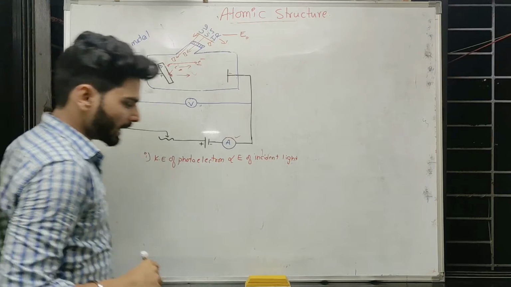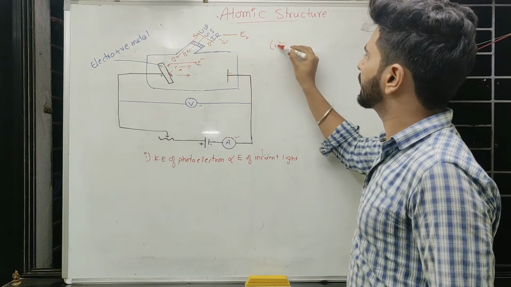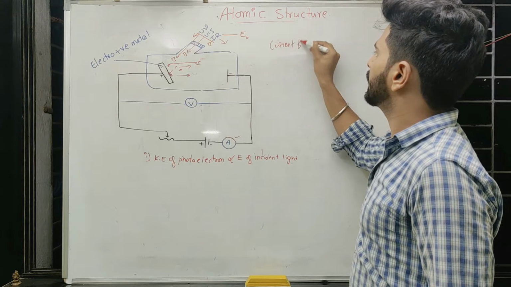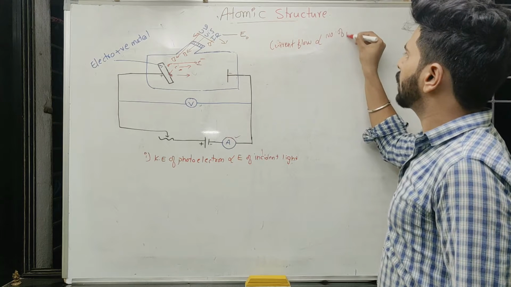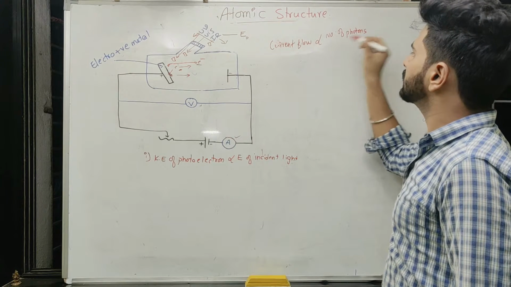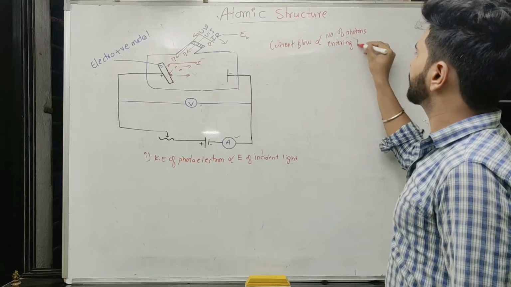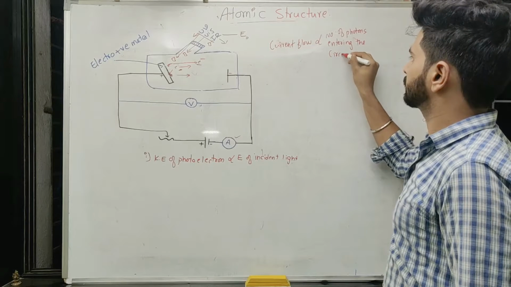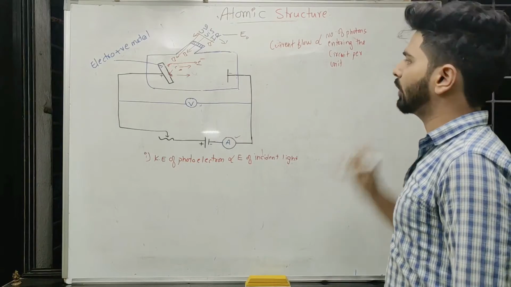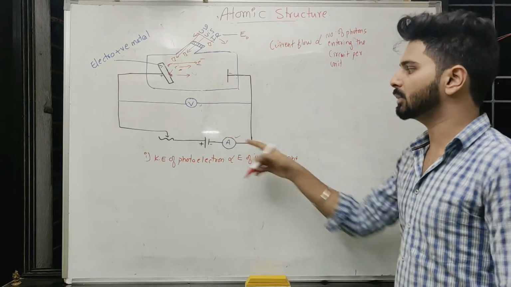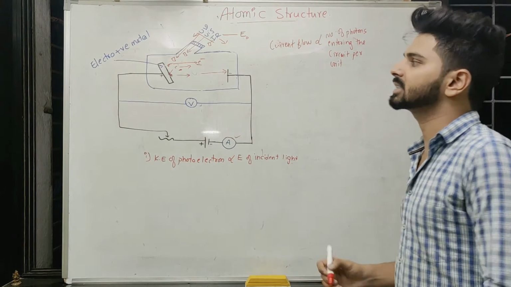So that means we can say the current flow inside the circuit is directly proportional to the number of photons entering the circuit per unit time. Okay, at 1 second, let us say how many electrons are entering the circuit will produce the current. If I increase the number of photoelectrons entering the circuit, then it will increase the current also.